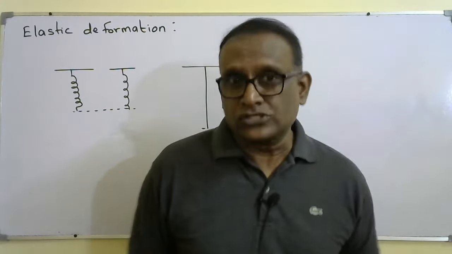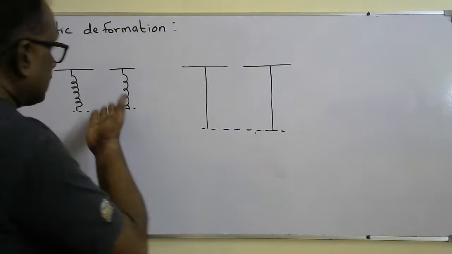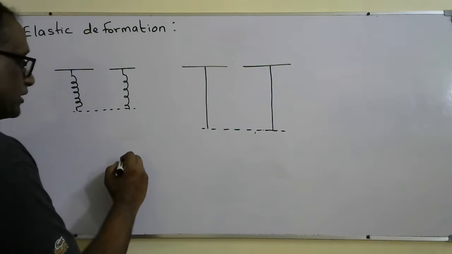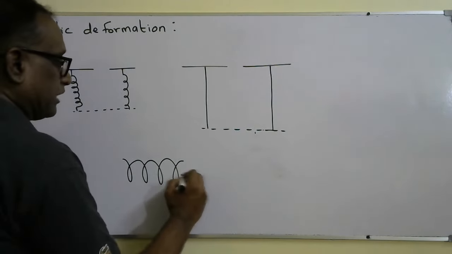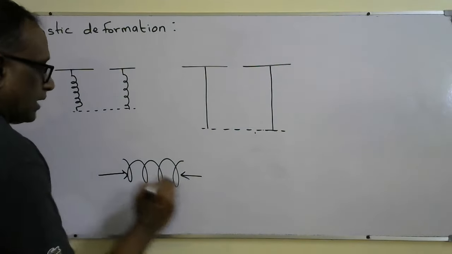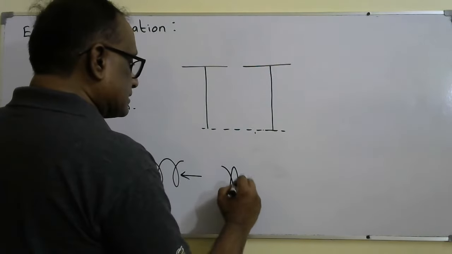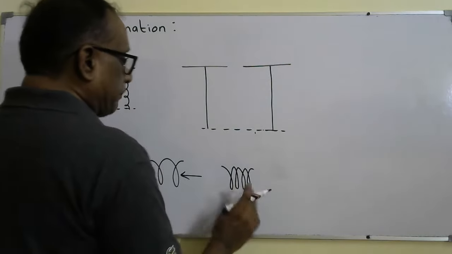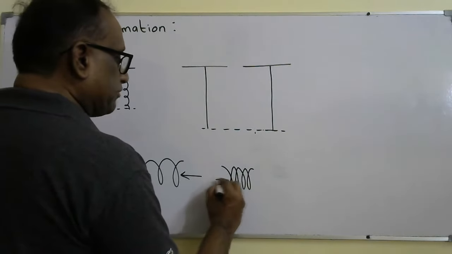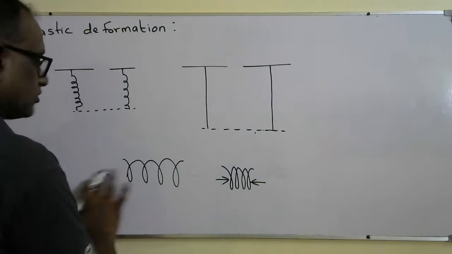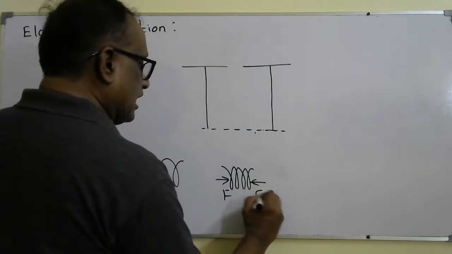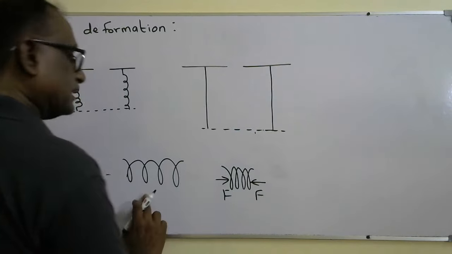It could be a compression also. I took an example of extension, but even compression works. When you think about a spring, this is the spring. When you apply a compressive force, the spring will be compressed like this. Initially the spring is like this. When the force is applied, it compresses like this. When the applied force is removed, it will return to the initial shape.